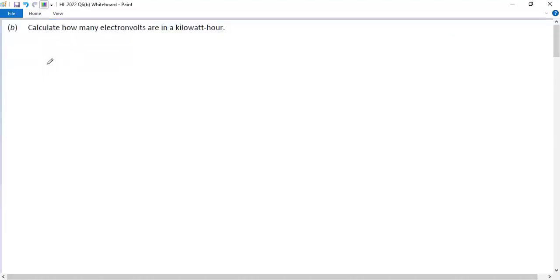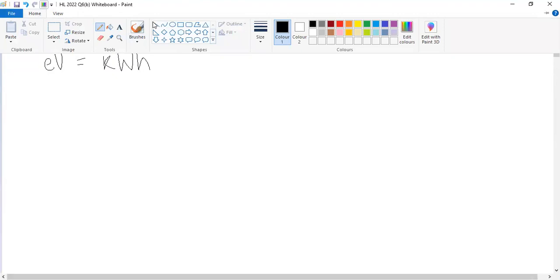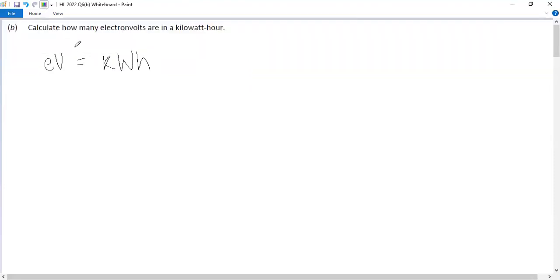There we go. So how many electron volts are in a kilowatt hour? Well, I should really say question mark there. Sorry, guys, I just like my marker to be a bit darker. Okay, how many? So this is the kind of trick or hint that you mightn't have gotten.